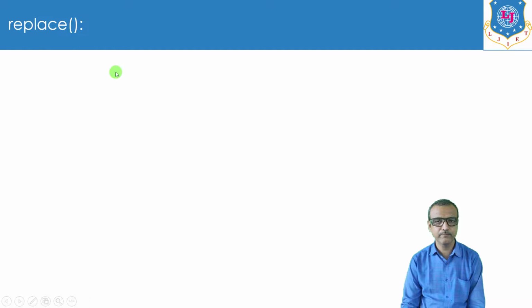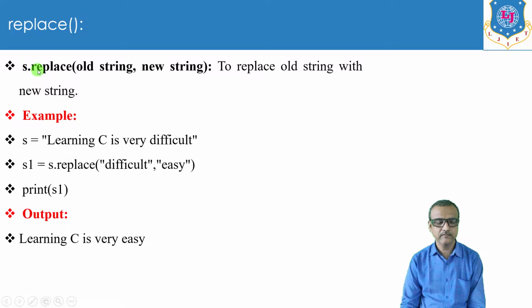Now we have the replace function. S dot replace old string comma new string. Now what will this function do? It replaces the old string with a new string. For example, s equals to learning C is very difficult. S1 equals to s dot replace difficult comma easy. So what will this statement do? It will replace the word difficult with easy in the S string and will store the result in S1.